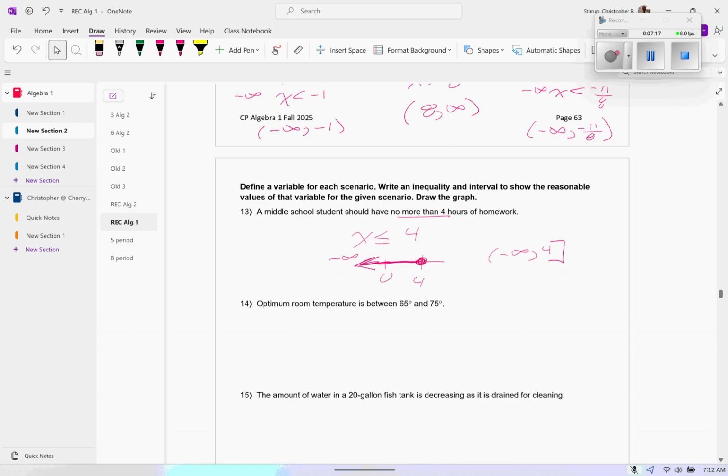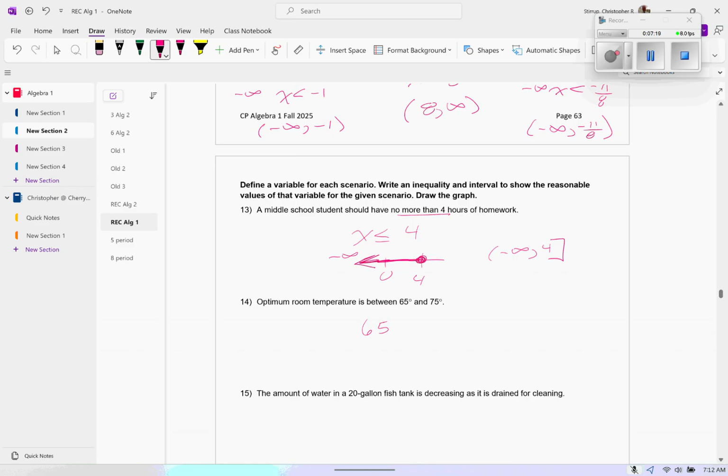The optimum school temperature is between 65 and 75. And these are nice when they're set up this way. You're just going to list 65 here, 75 here. We want between, so these are both open dots, so we're going to shade in between. So the interval notation is going to go from soft bracket 65 to soft bracket 75.